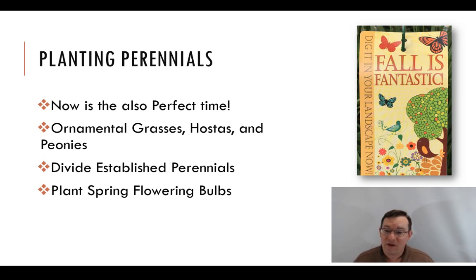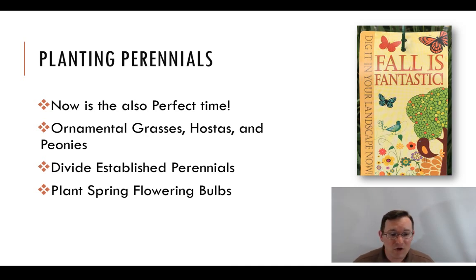It's also a really good time to divide established perennials. So perennials that are well established, let's say you have a huge block of hostas, now would be a good time to split those and have 2, 3, or 4 blocks of hostas.